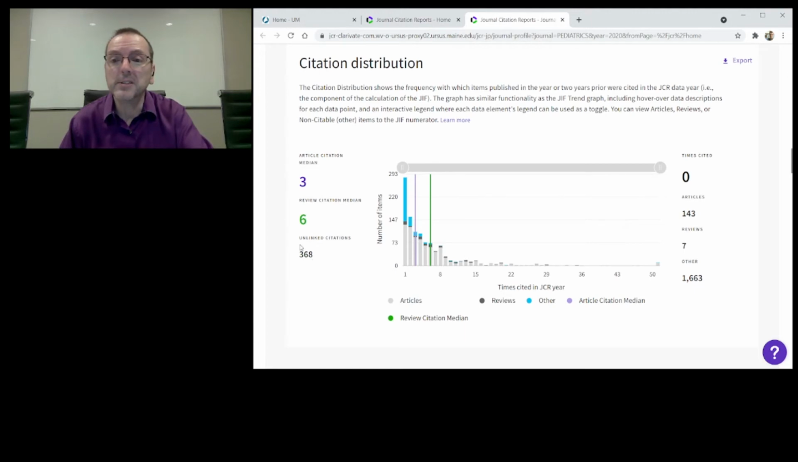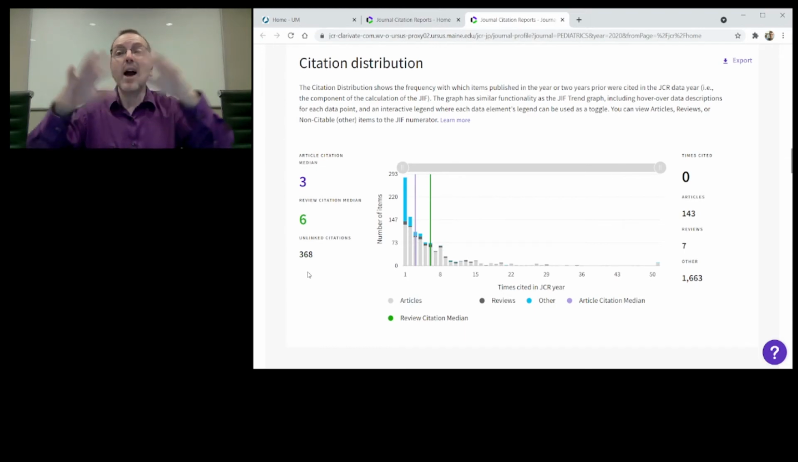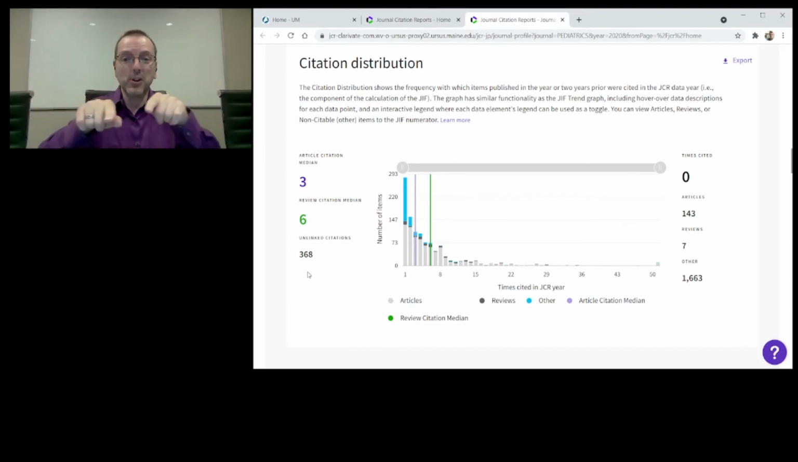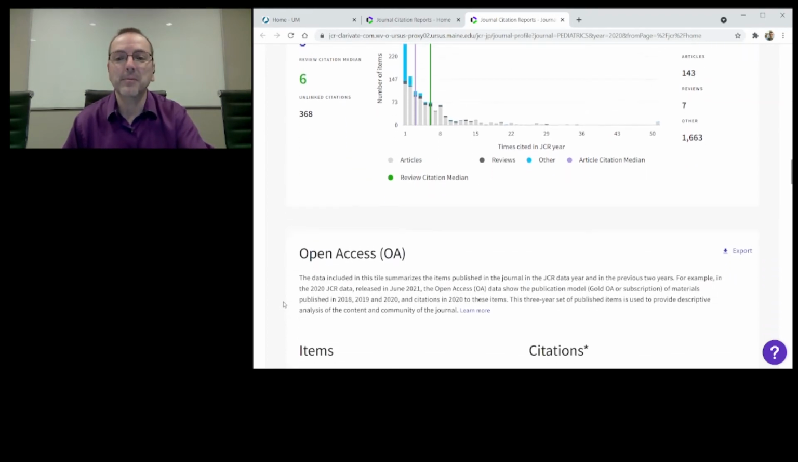One other thing it notices says there's 368 unlinked citations, and these are citations that were clearly coming out of pediatrics in that time window, but they couldn't figure out, basically there's errors in the citation, missing information. They couldn't figure out exactly which article it was. So it counts towards the journal impact factor, but you can't credit it to a specific article in that case. All right, let's keep scrolling down.